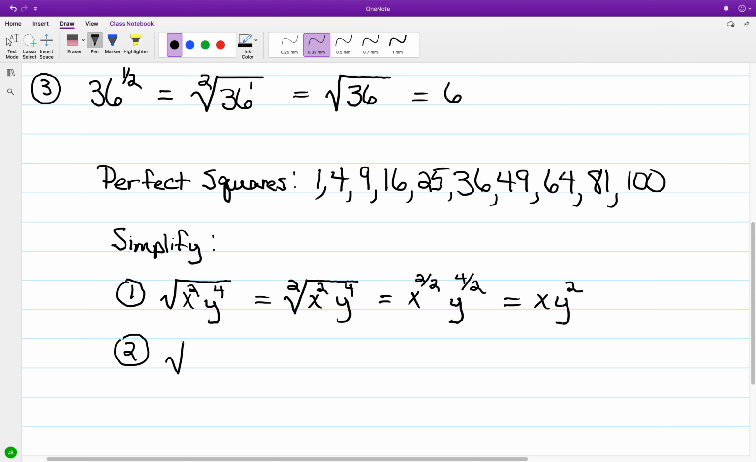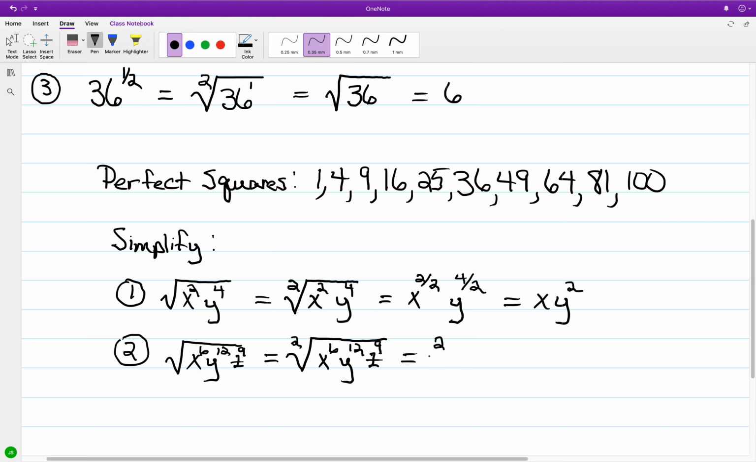Now, let's say we have the square root of x to the 6th, y to the 12th, z to the 9th. So again, still working with square roots. If you notice what we have here, 6 is an even number, 12 is an even number, however, 9 is not.